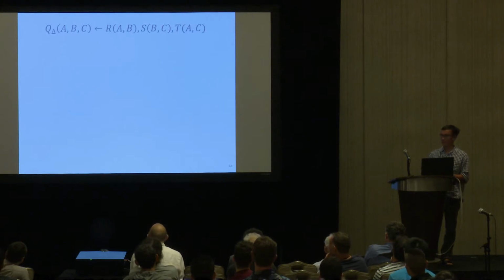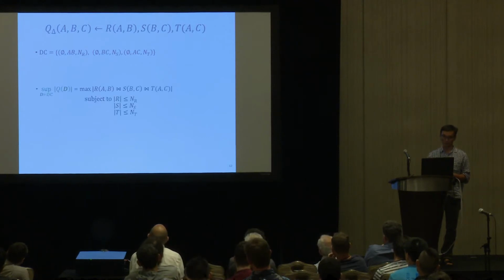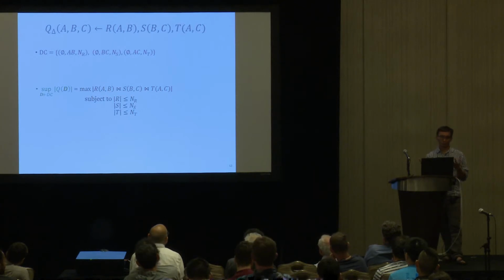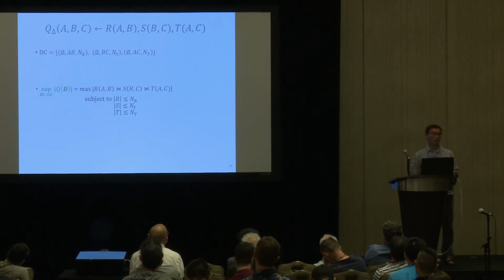Okay, so let's look at the triangle example. Here I'm going to look at a very simple set of constraints. Those are cardinality constraints. Suppose that we are given the triangle query joining 3 relations such that the size of R is bounded by NR, size of S is bounded by NS, size of T is bounded by NT. And the question is, what is the maximum output size bound?